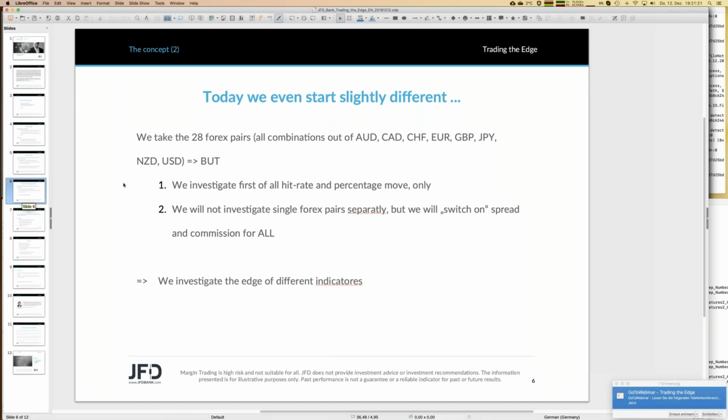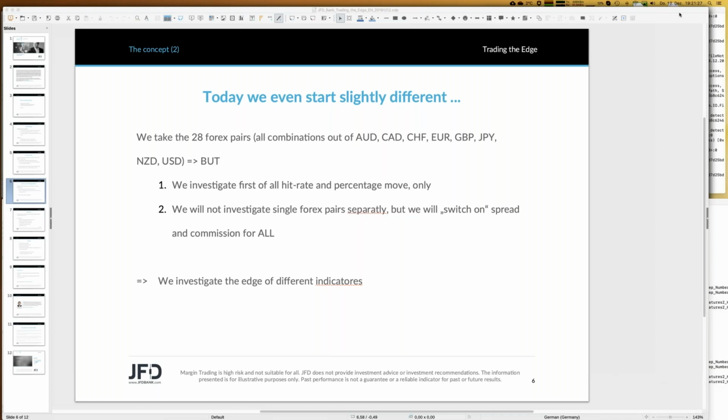What I'm doing here today is a little bit different, and I do it simply because of, let's call it, didactical, or is that an English word? I don't know. From an education point of view, it's a better way to start a little bit different. I still start with the 28 forex pairs, but I will guide you through the procedure. First thing is I will just investigate the hit rate. The hit rate.